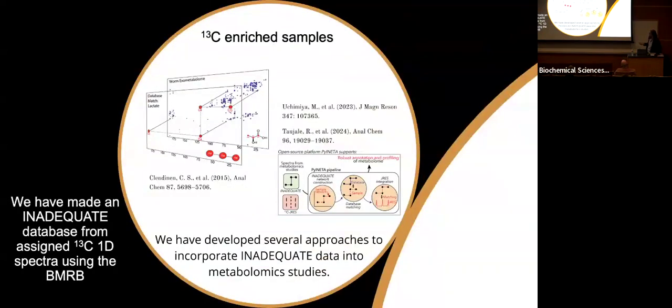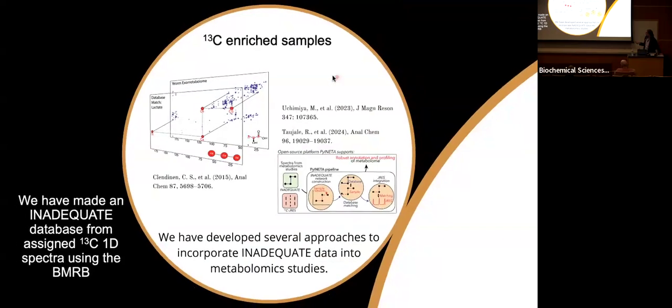But we've been good at doing it by hand. We have a couple of publications out, and I'll just highlight very briefly that we can make a database. So you might say, well, there's no database for INADEQUATE spectra, and there really isn't. But BMRB in particular has a bunch of high quality carbon 1D data that are assigned, probably half of them or more by Milo. And when you have an assigned carbon 1D spectrum, you can basically make an INADEQUATE spectrum based on the rules of INADEQUATE. So we have libraries of INADEQUATE spectra that we then match to an experimental one.